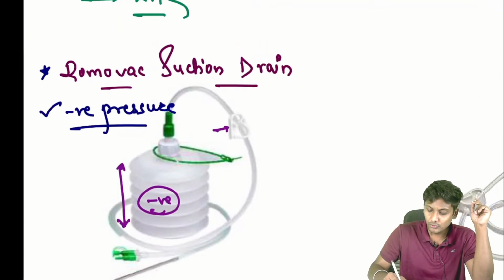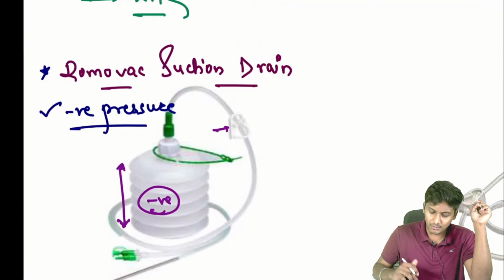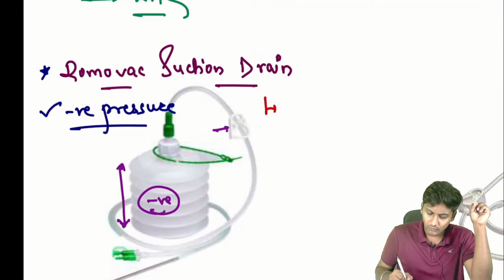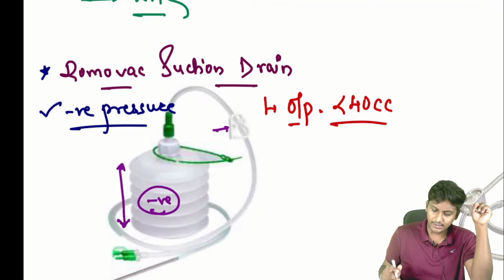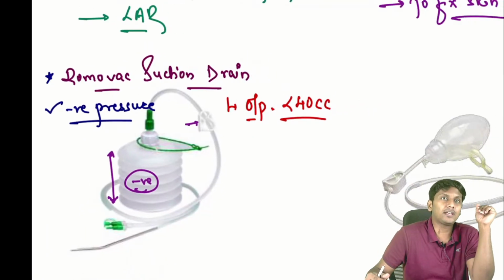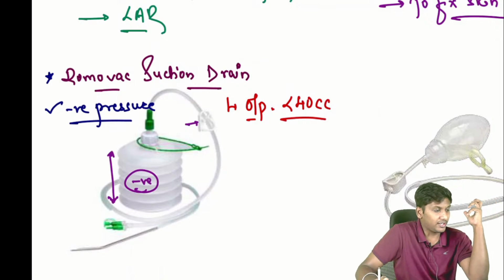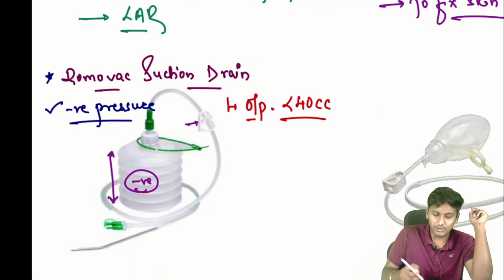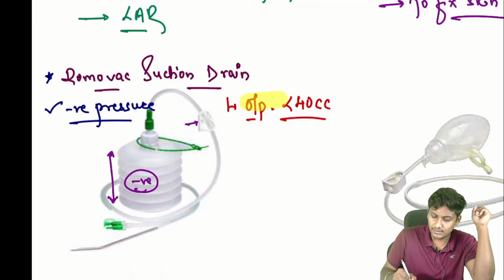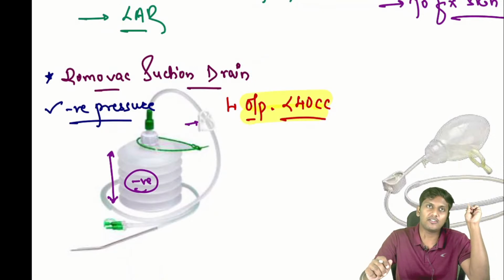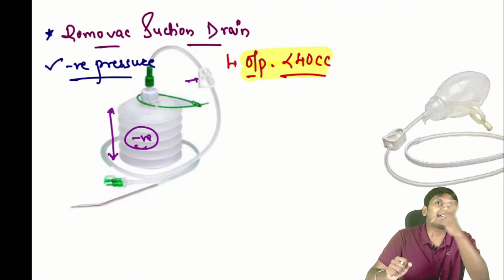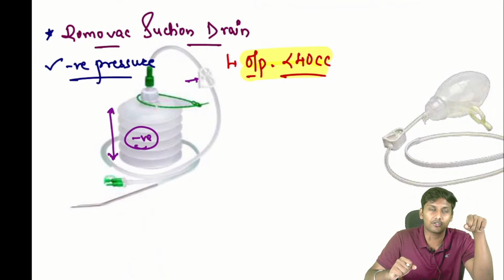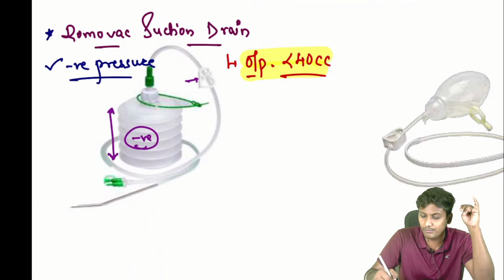Now when are you going to remove the drain? So please remember, we usually remove the drain when the output of the drain is less than 40 cc per day. Okay, so when the output of the drain is less than 40 ml or 40 cc, definitely, that is the time we are going to remove the Romovac suction drain. Okay, this has been a previous year NEET PG question, so be aware of that fact. ठीक है? Its miniature version also comes, that is called a minivac suction drain. There is also a miniature version of this Romovac suction drain which is known as a minivac suction drain.